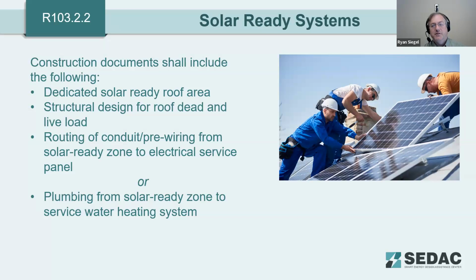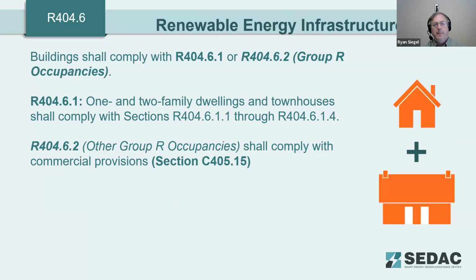Or if you're going to do solar ready for domestic water, that you have plumbing from that solar ready zone down to your service water heating system. So this solar ready could be for solar thermal or solar PV. I would imagine PV is probably going to be the preferred method, but the code is giving you an option for either one. So, as far as renewable energy infrastructure, the code kind of splits this out.